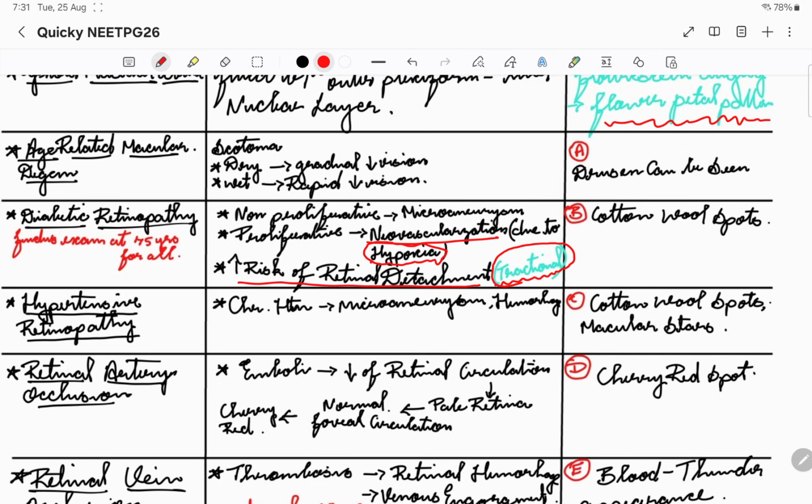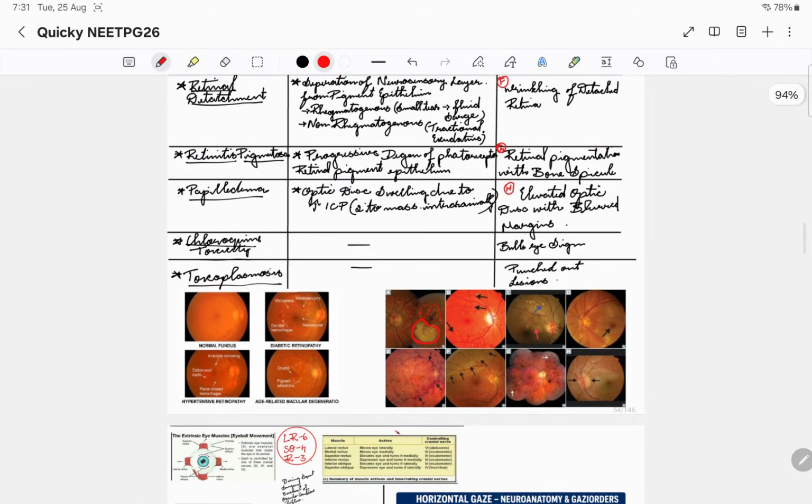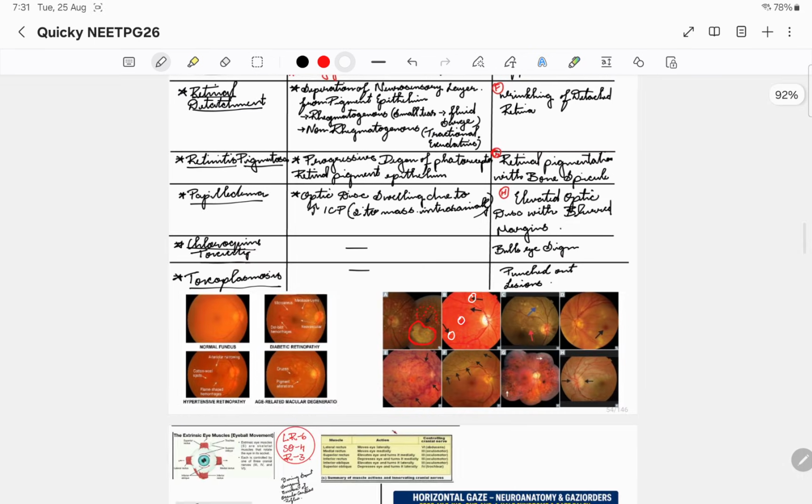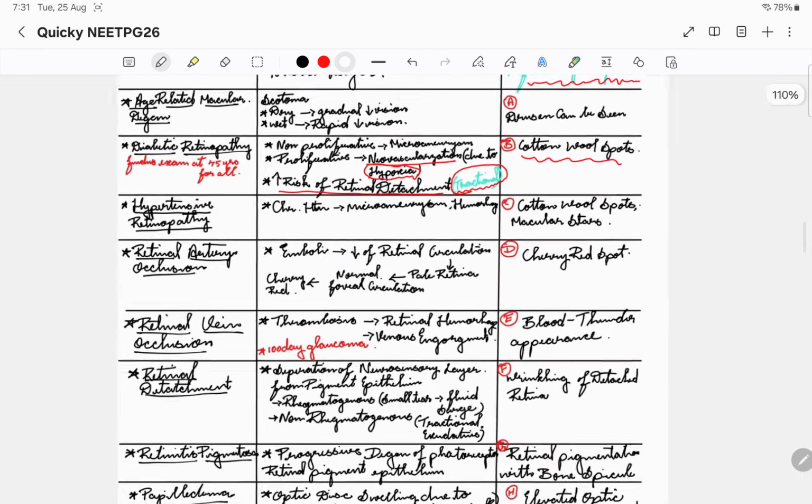Here the specific point is cotton wool spots. Cotton wool spots would look something like this. These spots are cotton wool spots. So this is how diabetic retinopathy would look.